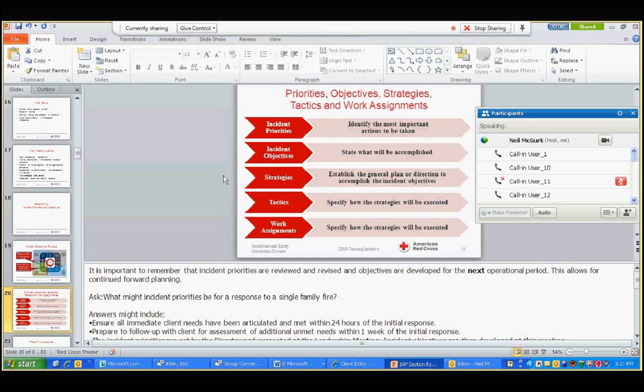that your command staff is your director, external relations AD, and your deputy director, and then your general staff is your flop line, your finance, logistics, operations, and planning ADs. And so it's those individuals that have a responsibility for the establishment of those incident objectives and priorities.